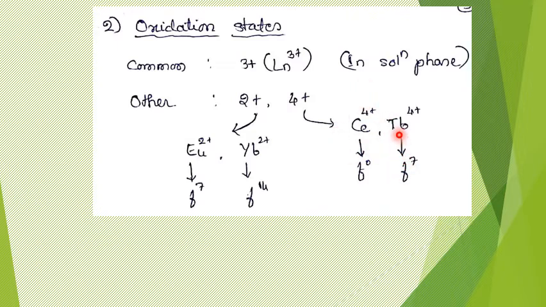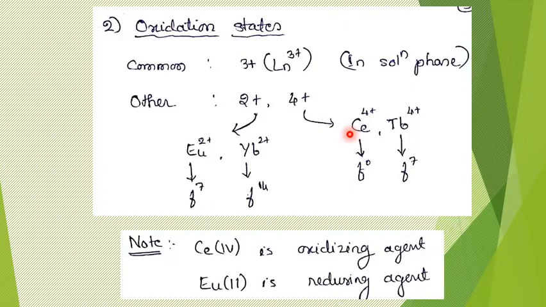Similarly, this element is terbium. This can also exist in the 4+ oxidation state, because when it attains the 4+ oxidation state, it is left with a 4f7 configuration, right? So 4+ for 2 elements and 2+ for 2 elements. This should be remembered. Terbium, even if we do not remember, it's not that useful, but these three, europium 2+ and cerium 4+, are definitely very important.